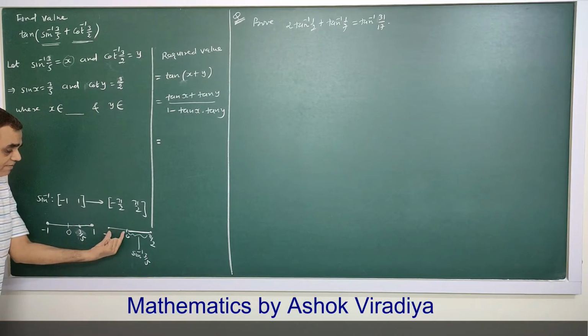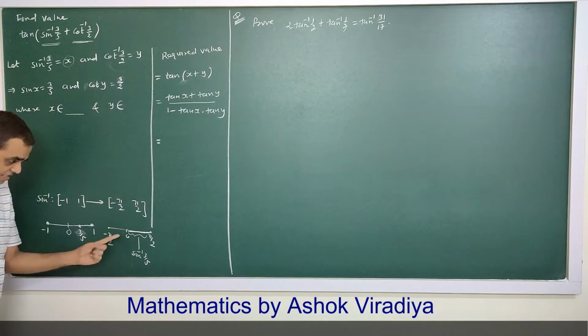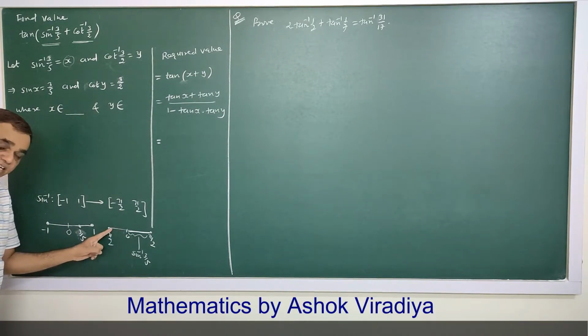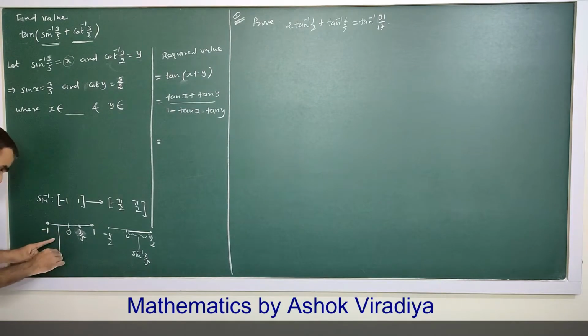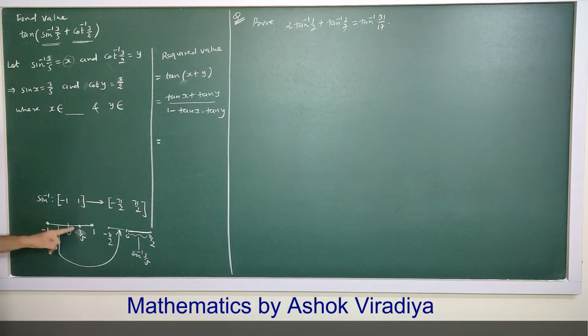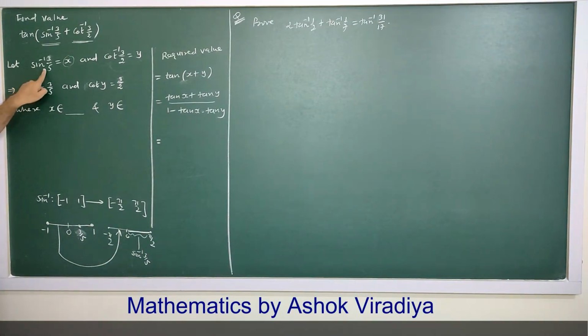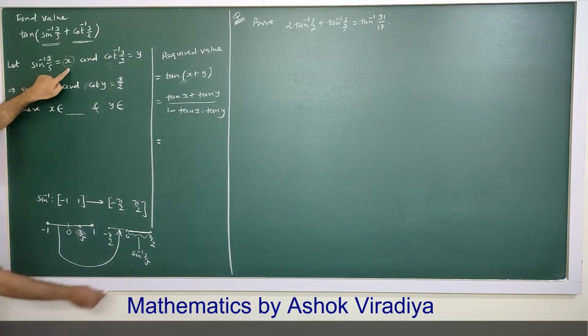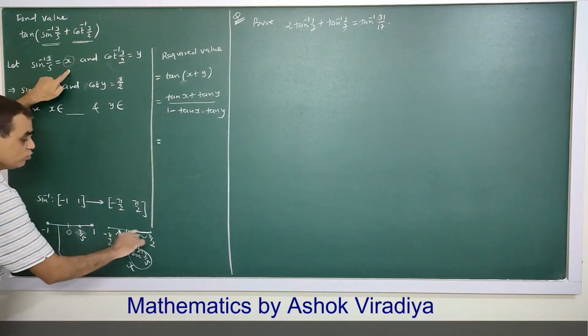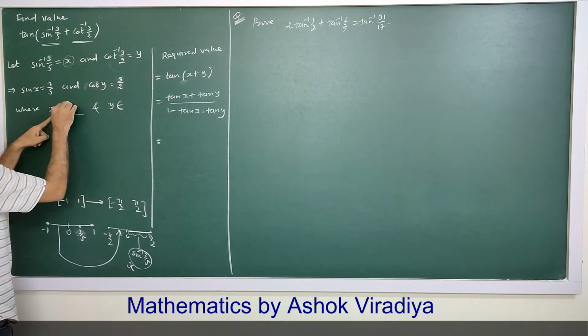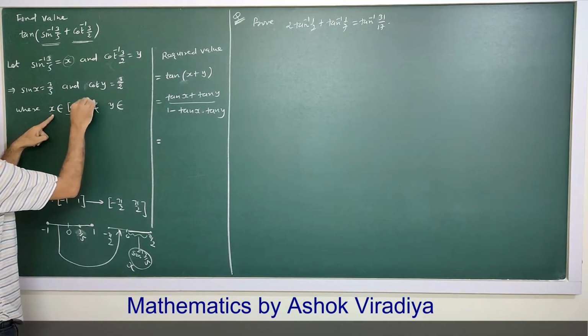In the fourth quadrant, sine is negative. That means sine inverse of a negative will be in this interval. But here 3 by 5 is positive, so sine inverse 3 by 5 will be in 0 to π/2. Sine inverse 3 by 5 is the value we have supposed x. So x belongs to 0 to π/2.